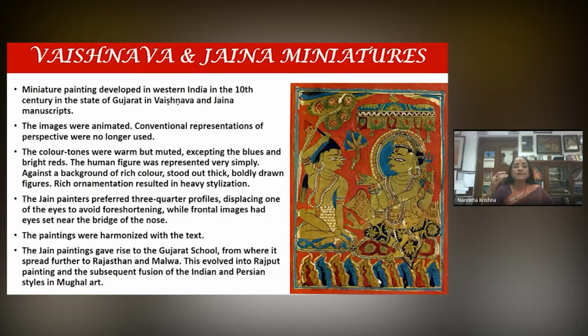The Jain painters, interestingly, preferred three-quarter profiles, displacing one of the eyes to avoid foreshortening, while front-facing images had eyes set near the bridge of the nose. This form of painting the eyes was followed much, much later in the 20th century by the Bengal painter Jamini Roy. Paintings were harmonized with the text. The Jain paintings gave rise to the Gujarat school, from where it spread to Rajasthan, Malwa, Marwar, and evolved into Rajput painting.